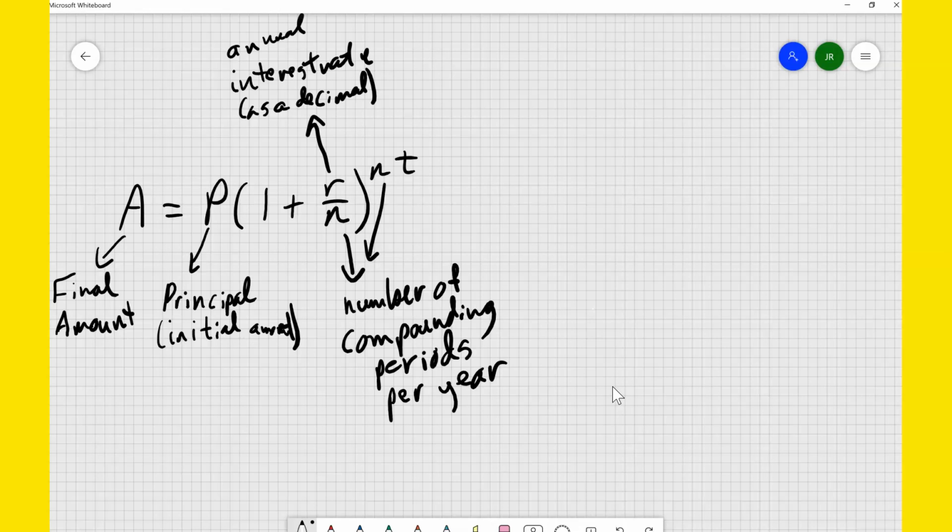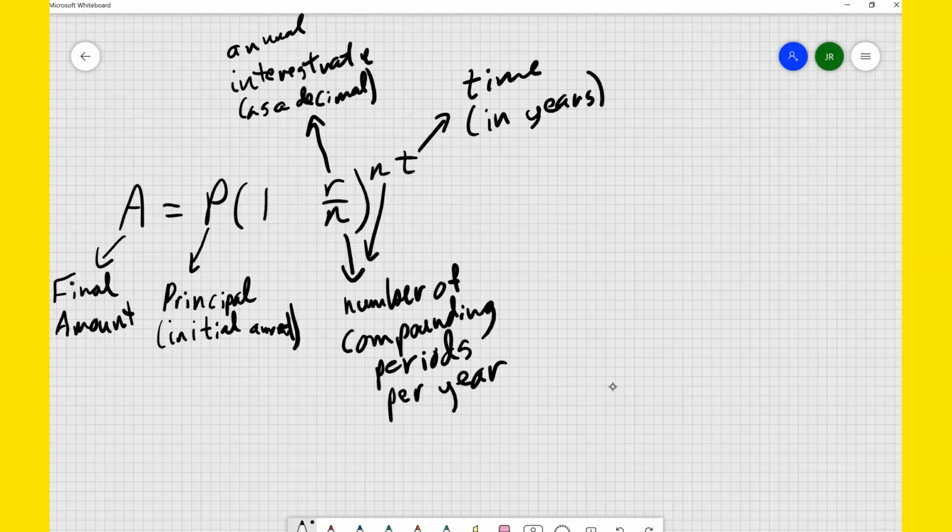All right, and T is the time. And we're just going to say, again, to keep it simple, in years. But this unit of time needs to also match the unit of time for R and for N. And it doesn't have to be years, but we're going to keep it simple and make it just be years. And that is the formula for compounding interest.